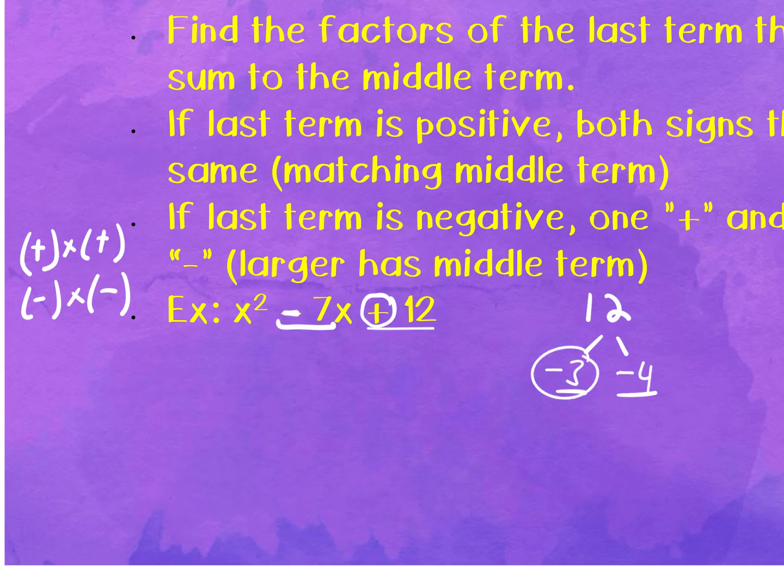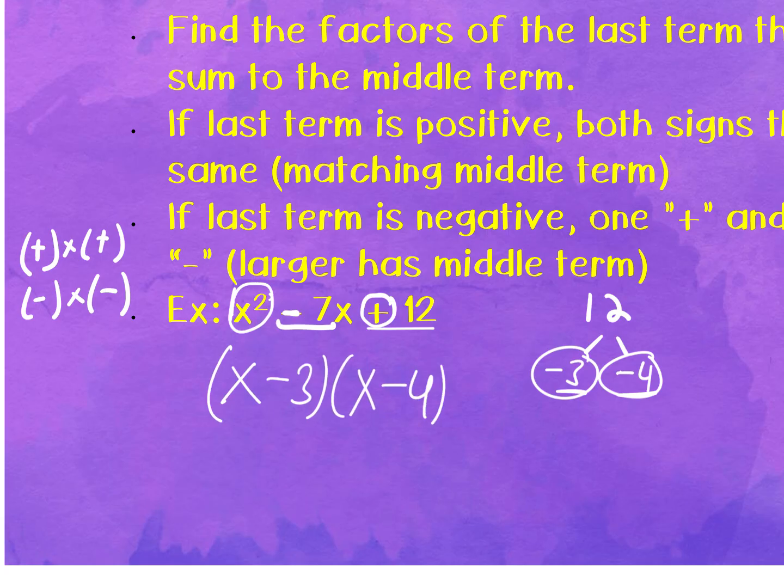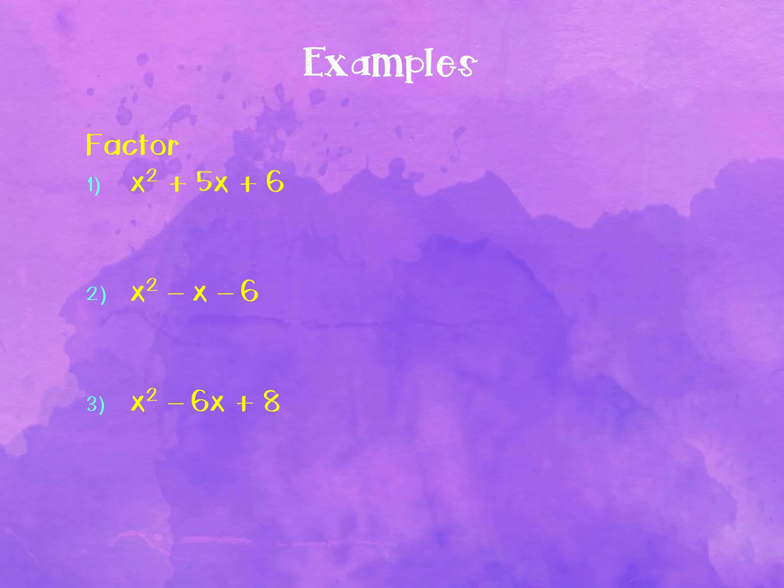What you do with those numbers now is you can just stick them in parentheses with an x. Since our first term is x squared, there's no number in front of the x squared. We can very simply just treat this as x minus 3 and x minus 4. There's nothing more we need to do to that. We're going to do a couple more examples like that, and in a few minutes, you guys are going to get super good at this.